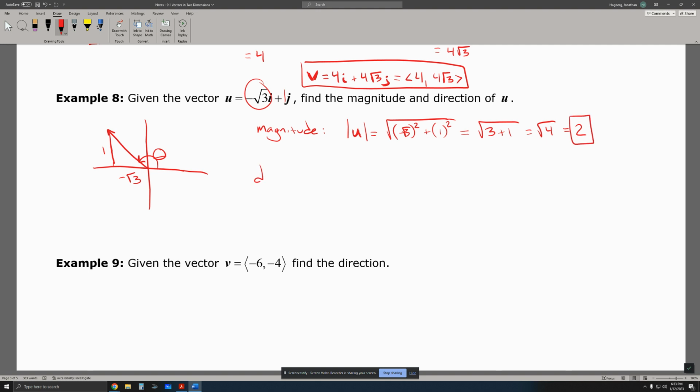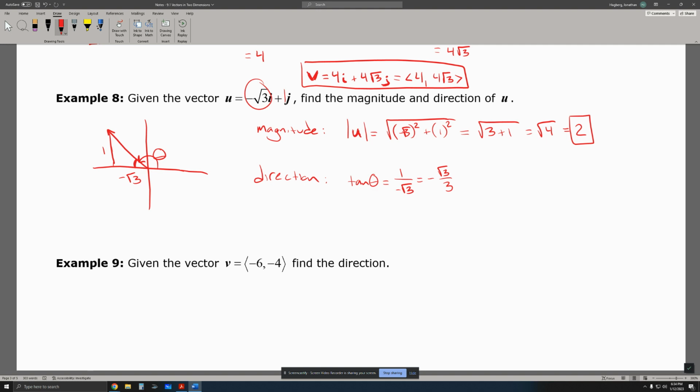Now the direction. This is a vector, so we need both magnitude and direction. So the direction is going to be, well, if I wanted to find this angle right here on the inside of the triangle, I could set up a tangent equation. So tangent is equal to opposite over adjacent, SOHCAHTOA. Well, I know that this is equal to, if I were to rationalize this, negative root 3 over 3.